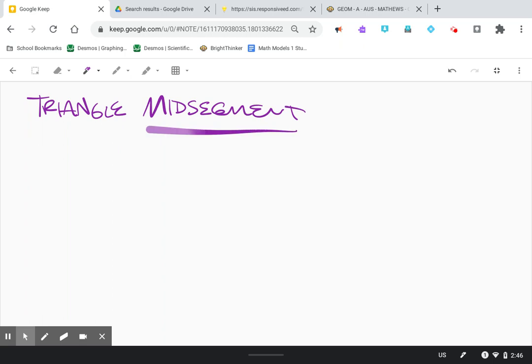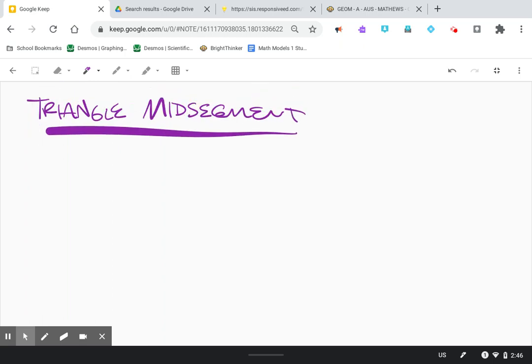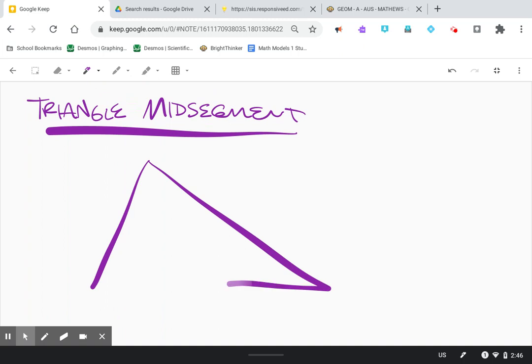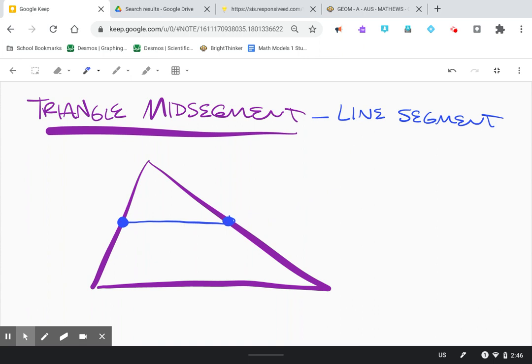So triangle midsegment is if I have a triangle and I find the midpoints of these two sides, connect that. This is what we call the triangle midsegment. So the triangle midsegment is a line segment connecting two midpoints of a triangle.